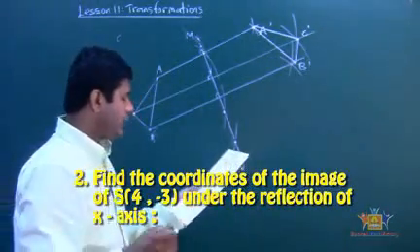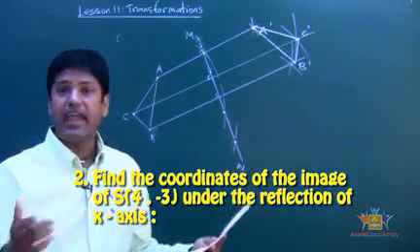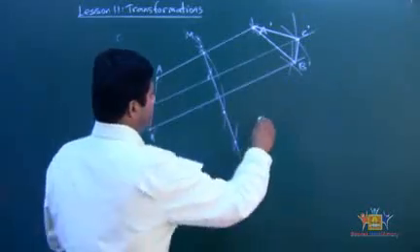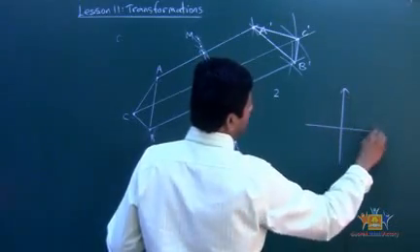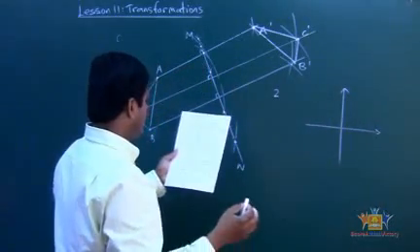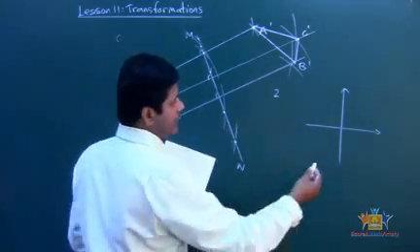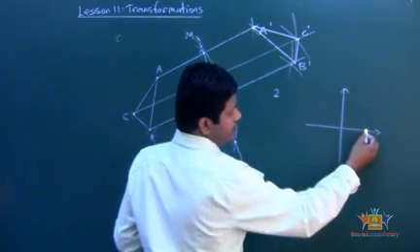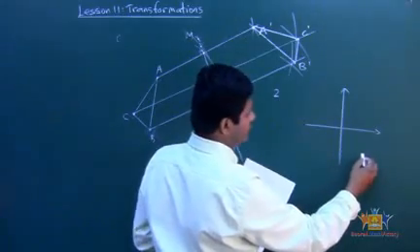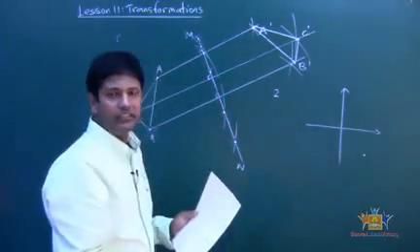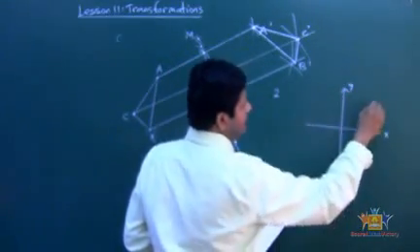Now let's look at problem number 2. They said find the coordinate of the image of S under the reflection in the x-axis. Say this is the y-axis and this is the x-axis, and we're asked to find the image. S is (4, -3), so a positive 4, which means to the right on the x side, and then down by 3, so somewhere around here. The reflection on the x-axis is going to be right here.